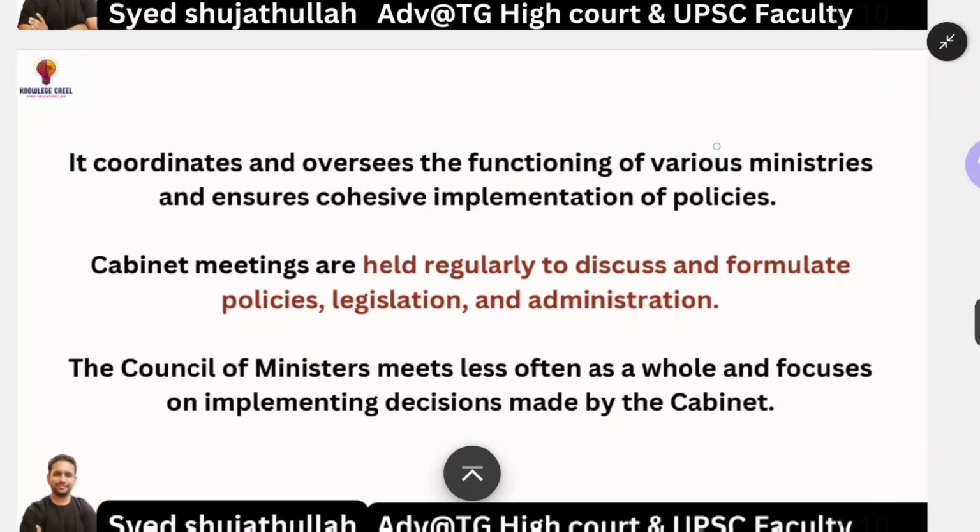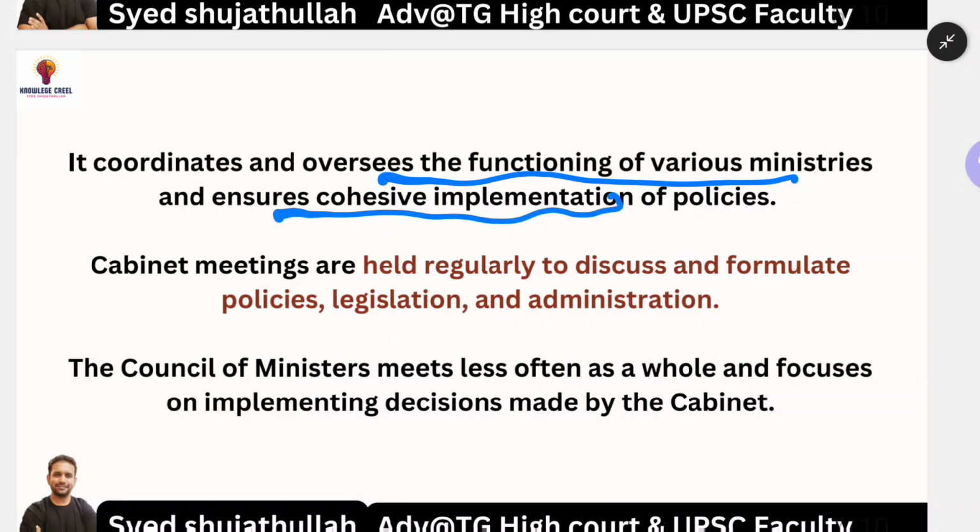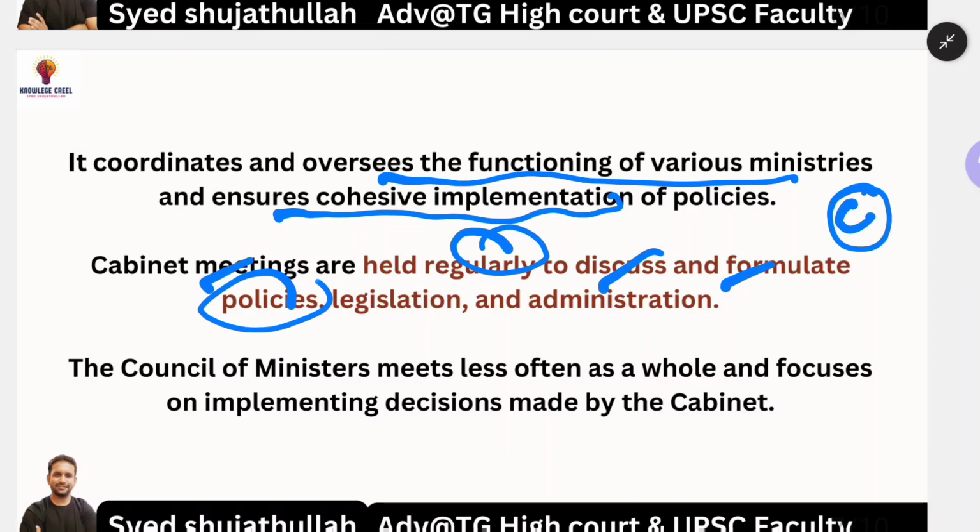It coordinates and oversees the functioning of various ministries and ensures cohesive implementation of the policy. So whatever decision the cabinet takes is implemented across the country, and they are responsible for coordination and effective implementation of those policies. Cabinet meetings are held very regularly to discuss and formulate policies, legislation and administration of the state.